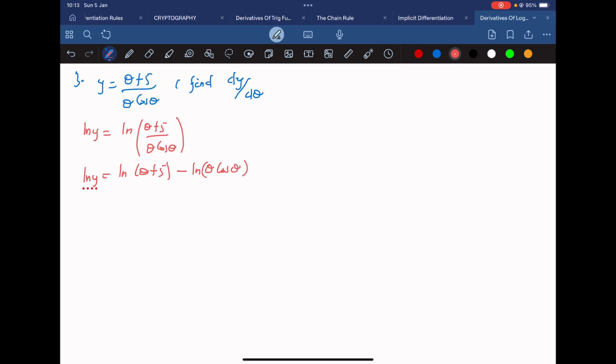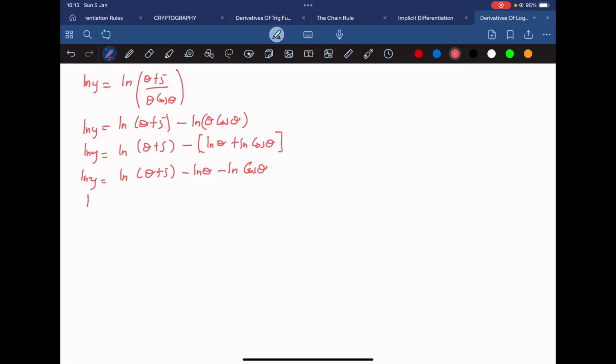Who can tell me what's the next step? When you get to here, what's the next thing to do? Yeah, so you guessed right. The next thing is, since we have multiplication going on here, remember we have negative here, so we can write ln of theta plus ln of cos theta, which is simply ln of theta plus 5 over here minus ln of theta minus ln of cosine of theta. Now there is no way to rewrite it again, so we go ahead to differentiate.